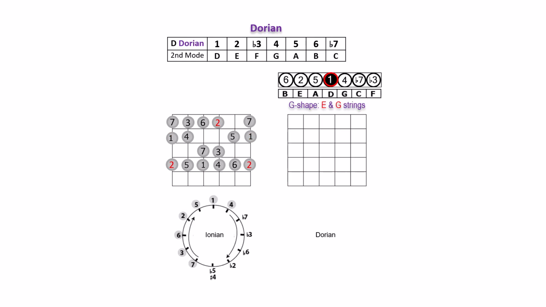The 2 on the G string in Ionian becomes the 1 in Dorian, the second mode. Since 2 to 1 is a minor seventh, moving down a whole step from 7 begins the order of fourths for Dorian: 6, 2, 5, 1, 4, flat 7, and flat 3.